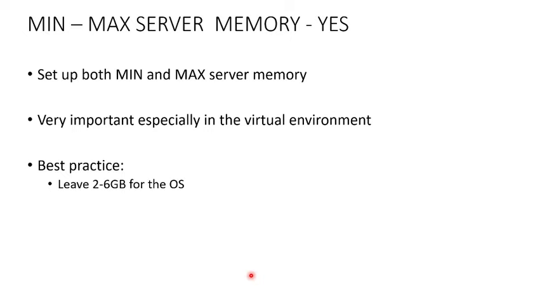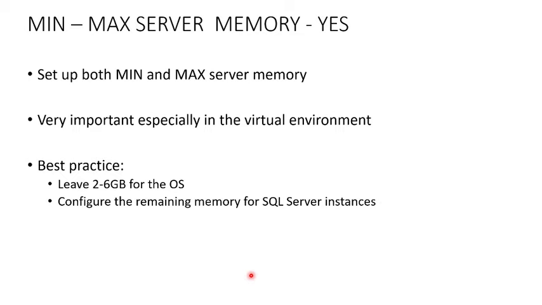So the best practice is, if you have some amount of memory allocated to the server, leave 2 to 6 gigabytes for the operating system. It should be enough. Whatever remaining memory you have, give it to SQL Server instances, because you can have more installations of SQL Server on one machine. Typically you have one, so if you have memory, give it to SQL Server, because it should use it. That's the memory you would like to have assigned to this machine.